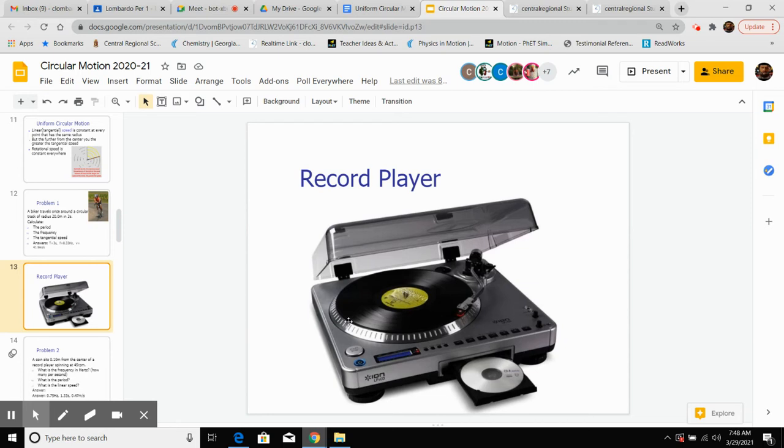Record player, those things are pretty much becoming extinct. But kind of the same thing. If you put a sticker here and a sticker here, the guy on the outside is going to move around at a much faster pace. It's going to look like he's moving a lot faster, even though they're going to make the same amount of rotations.